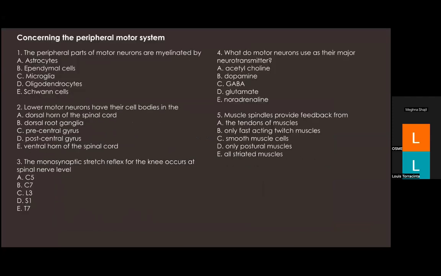So I'm going to skip these questions, but if you're on the record, you can pause the recording here and answer the questions for yourself. And I will wait 2 seconds, and then I'll reveal the answer.